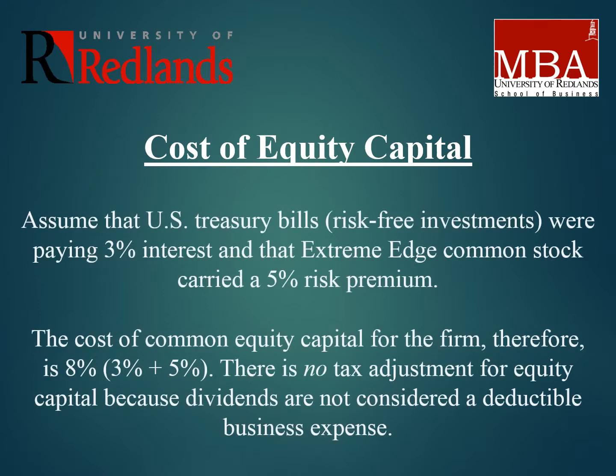So in our example, assume that US Treasury bills, in other words, the risk-free investments, were paying 3% interest and that Extreme Edge's common stock carried a 5% risk premium. The cost of common equity capital then would be 8%, the 3% plus the 5%. There is no tax adjustment for equity capital because dividends are not considered a deductible business expense.